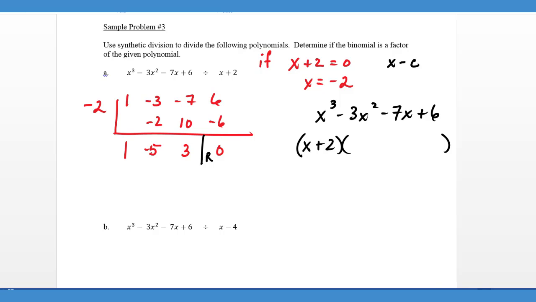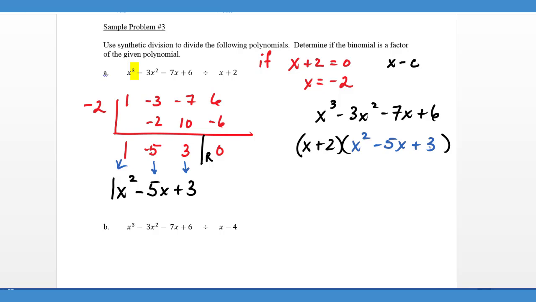Since we started off with an x to the third, this first term actually represents an x squared term. So this is 1x squared minus 5x plus 3. And you can see how we use these coefficients to drop down in here and make up the next term. And so this remaining part is x squared minus 5x plus 3.